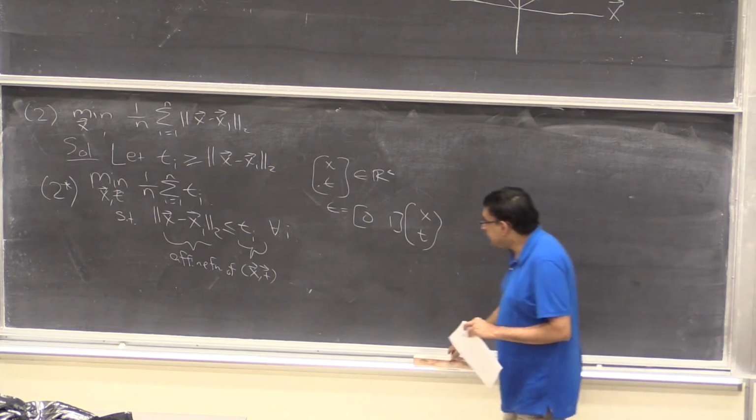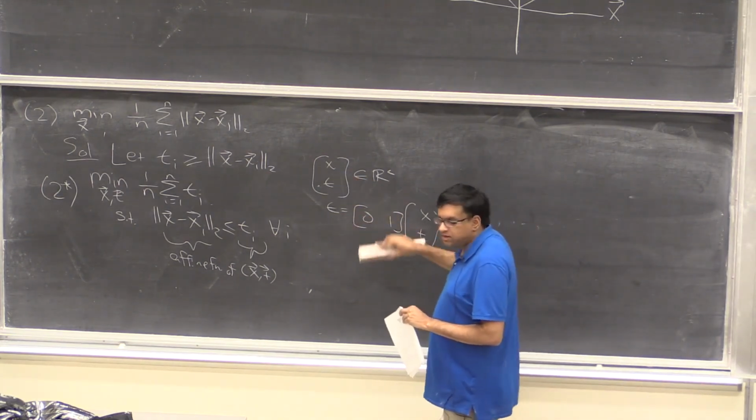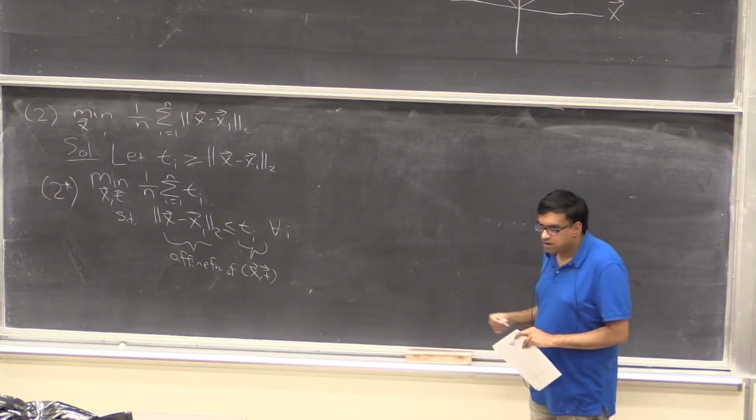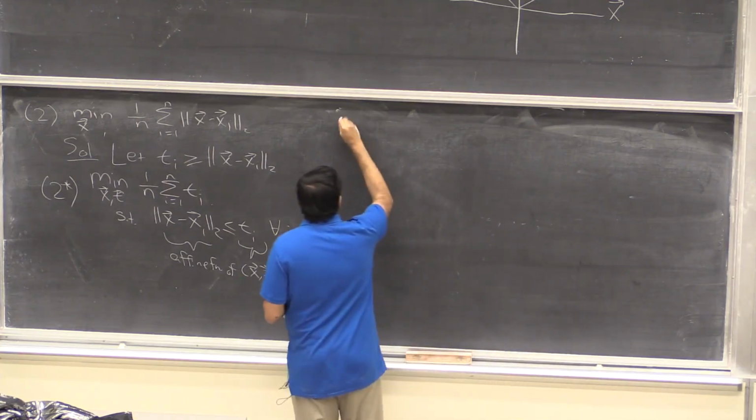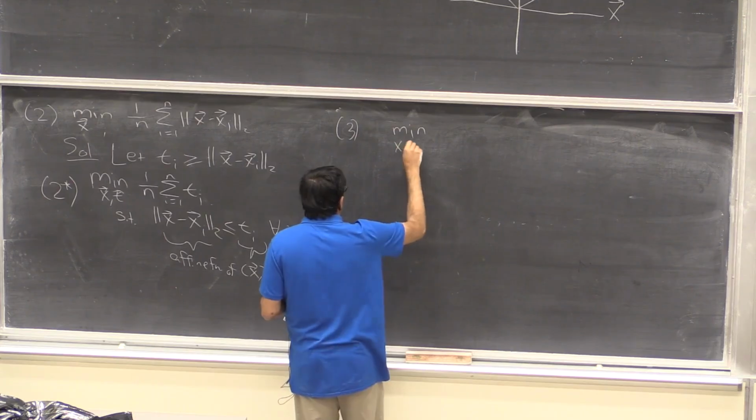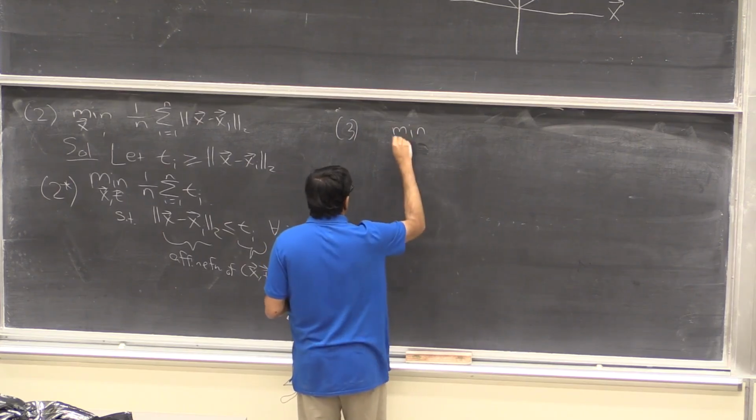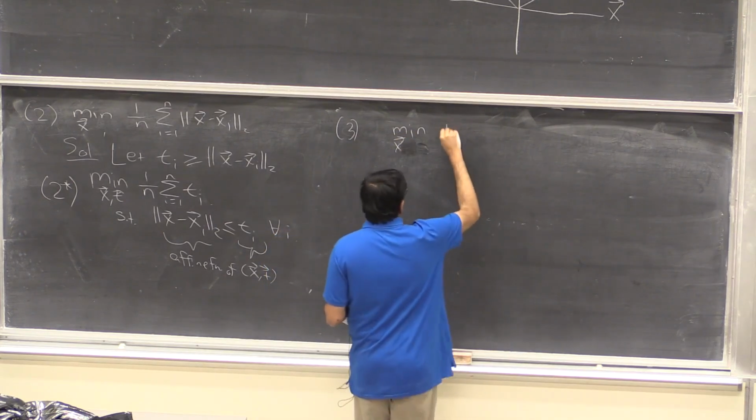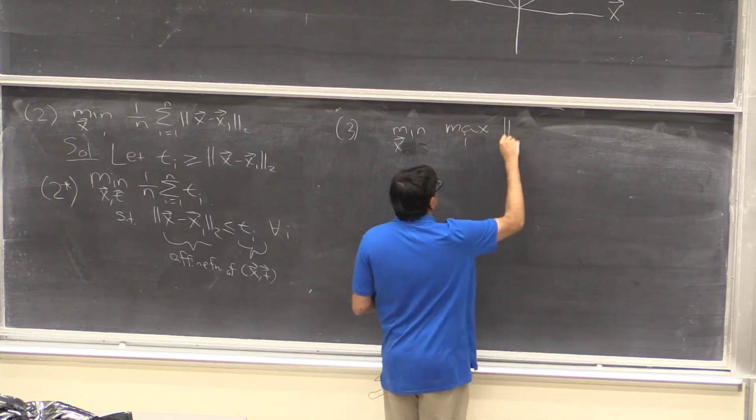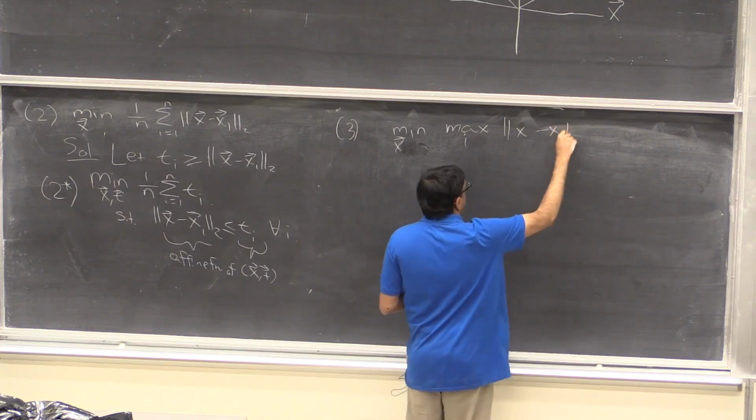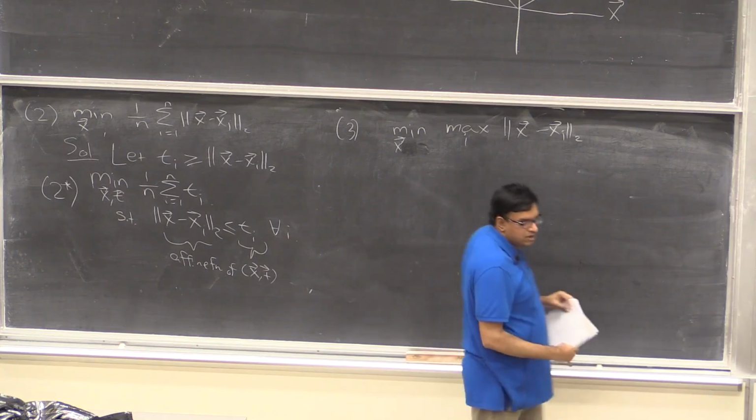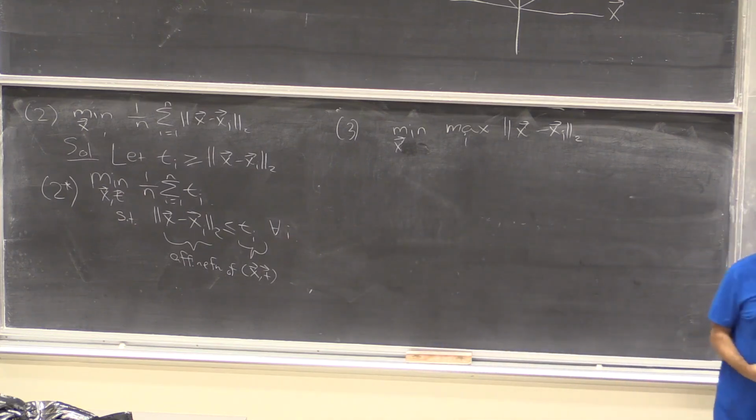Okay, let's do the same thing with problem 3. Do you mind if I erase this, by the way? No? Okay. Problem 3. We're going to say min over x, doesn't really matter the dimension, of max over i of the 2 norm of x minus xi. So this is our problem 3 from earlier.